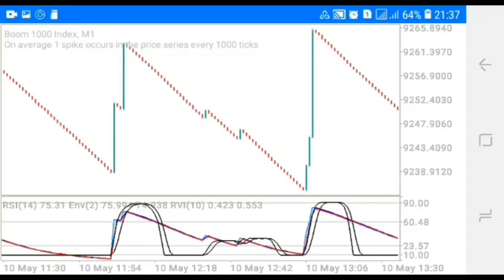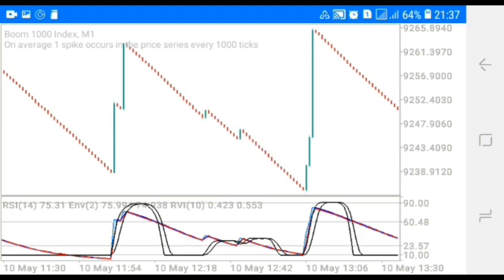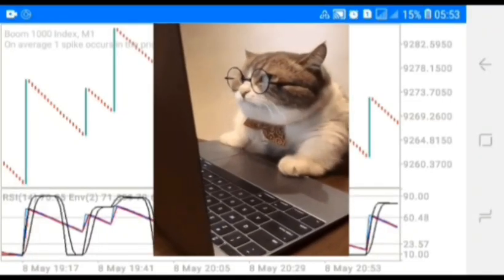This strategy banger catches multiple spikes trading on Boom 1000 indexes as well as Crash 1000 indexes. If you'd like to see the backtested video of all the other indexes, just make sure you drop a comment below. Now let's go through the basics of the indicators.